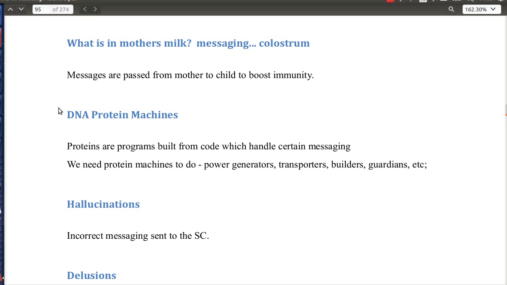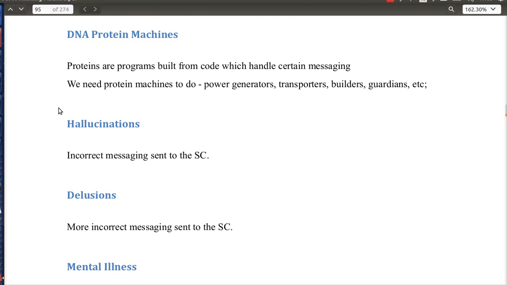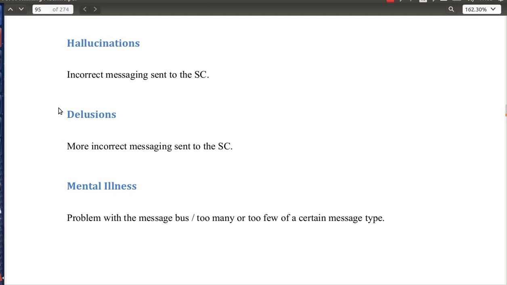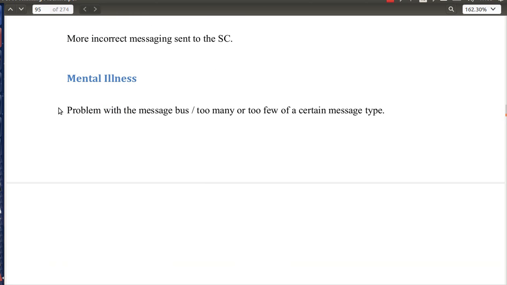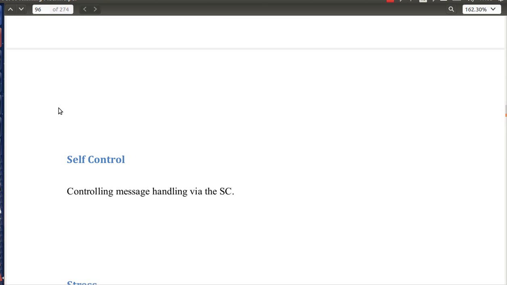And a lot of the idea is that the milk, or the substance, contains messaging, which reprograms the immune system. In a human being, the DNA builds protein machines. In a machine, that may not be the case, but the idea is that the apps will build machine types of some kind. If one thinks of hallucinations, we would just vaguely say it's incorrect messaging sent to the SC. So you often see situations, or delusions, or mental illness is just essentially the wrong messaging going into the brain based on insufficient information.